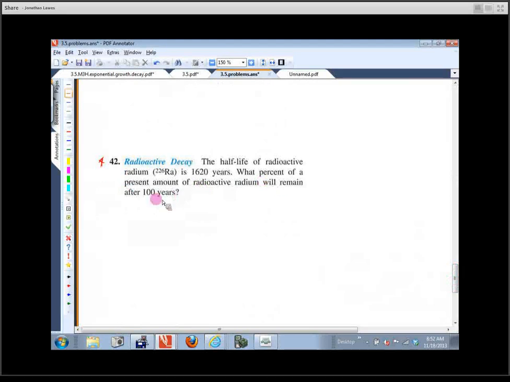Let's see, what percent is present after 100 years? Let's say there's 100% to begin with. And then what did we figure out the k was? Negative 0.000428787. Is that right? t equals 100. They're just saying, what percent would be left after 100 years? What would I plug into this? Plug in 100. That'll tell you what the percent is, especially because we set it up with 100% present initially.